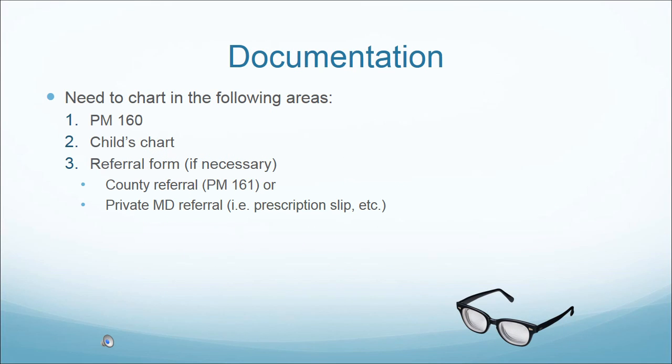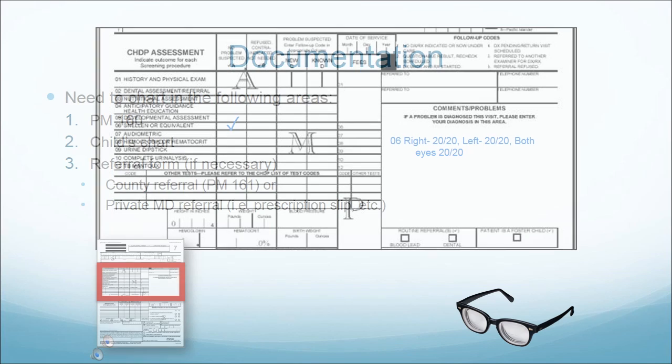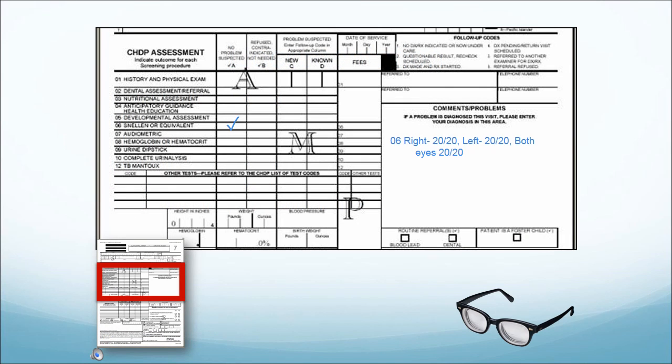Documentation of the child's visual screening result must occur in the following areas. Number 1, the PM160. Number 2, in the child's chart. And number 3, on the appropriate referral form, if a referral is necessary. For the following slides, please refer to the samples included in your training packet. Our first example is a passing vision screening result.